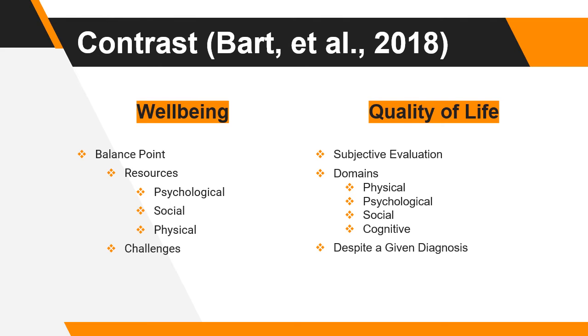This suggests that a high level of wellness requires the availability of adequate psychological, social, and physical resources. The other contrasting concept that Dunn uses is quality of life, which is a subjective evaluation of one's health and functioning in several domains despite a given diagnosis. This focuses on the notion that the concept of wellness implies the absence of disease and diagnosis.